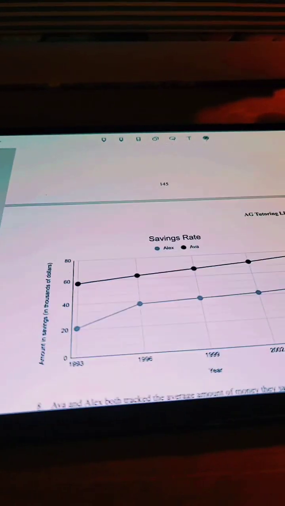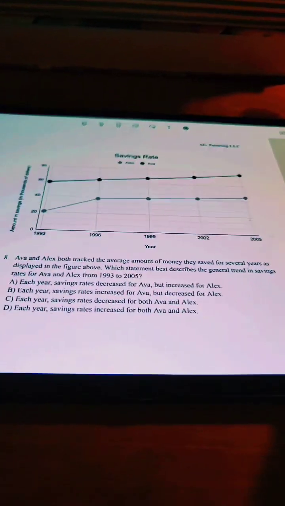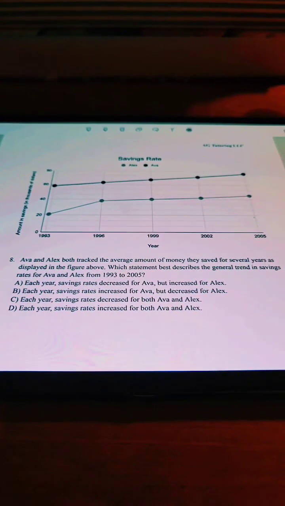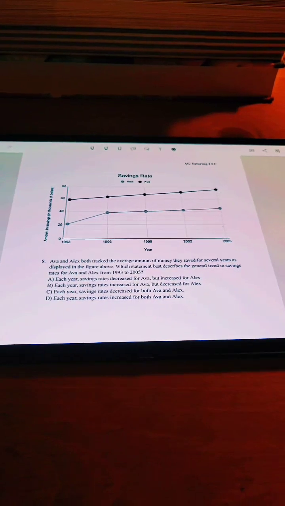Okay, so now let's go to this one right here. Oh my gosh, my hand is getting a cramp from holding that steady. Okay. So now we're doing this one.